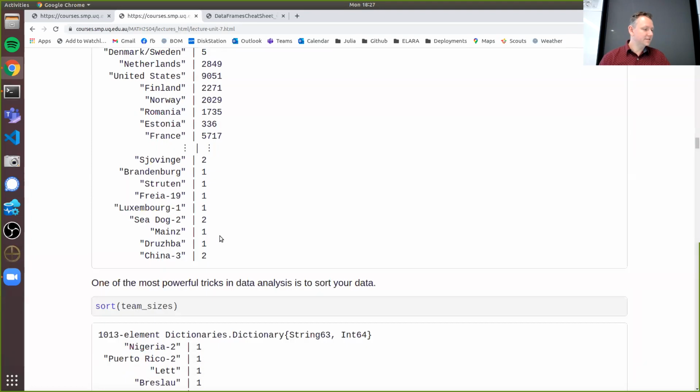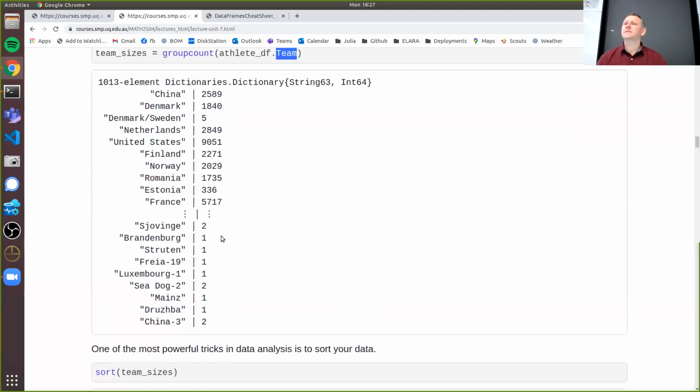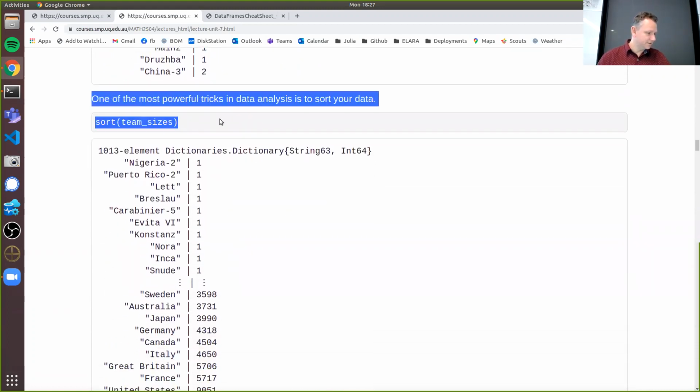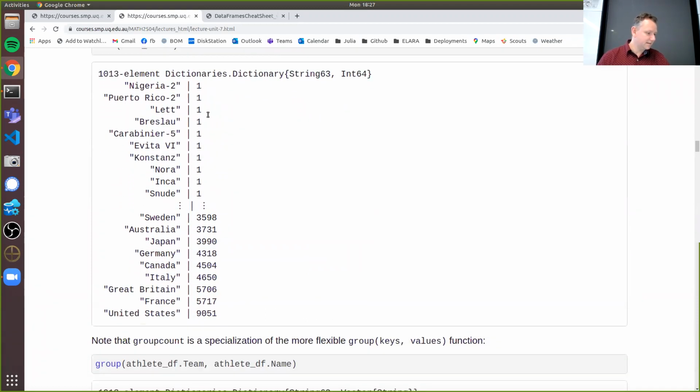Now, one of the best tricks when you're exploring data is to sort it. So we might be missing something important, some country that's 10 times the size of China. So we could sort it by team size, and we actually can get it here. So here we got United States are the most prolific competitors.